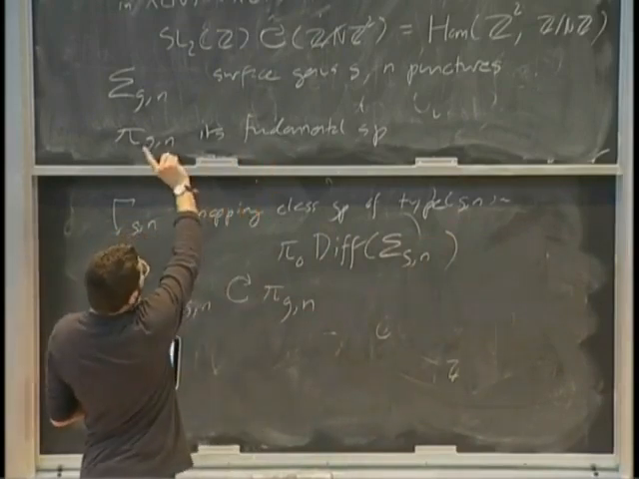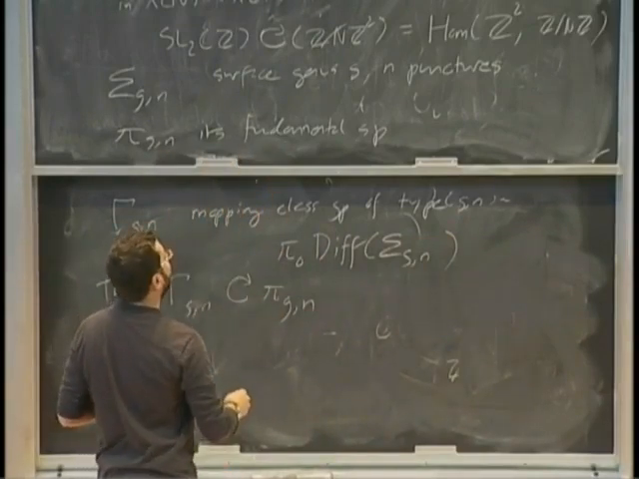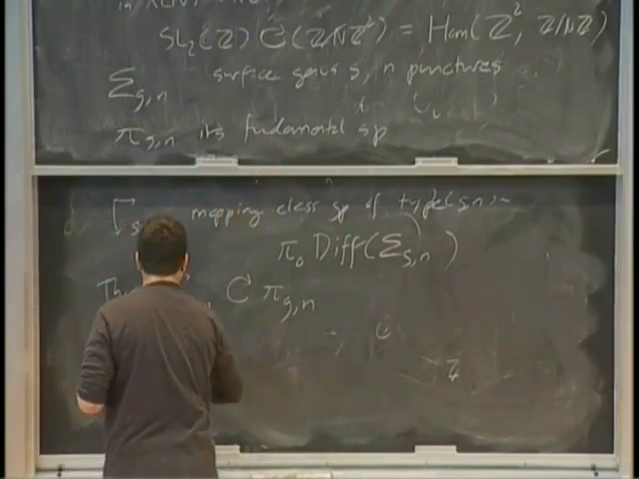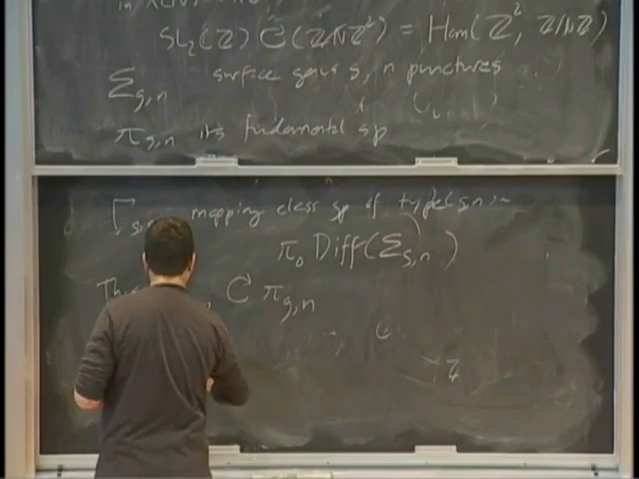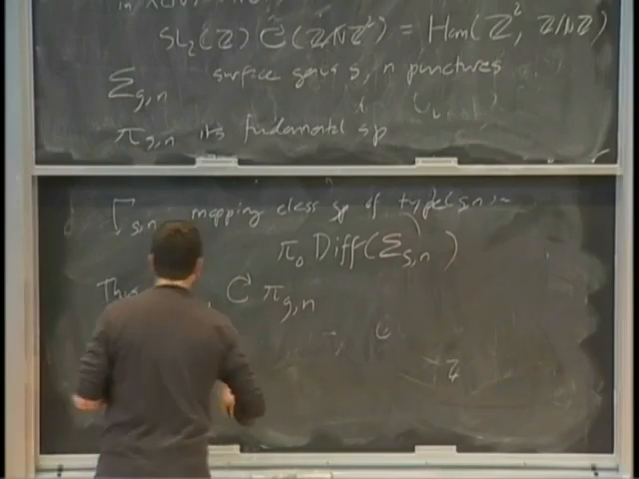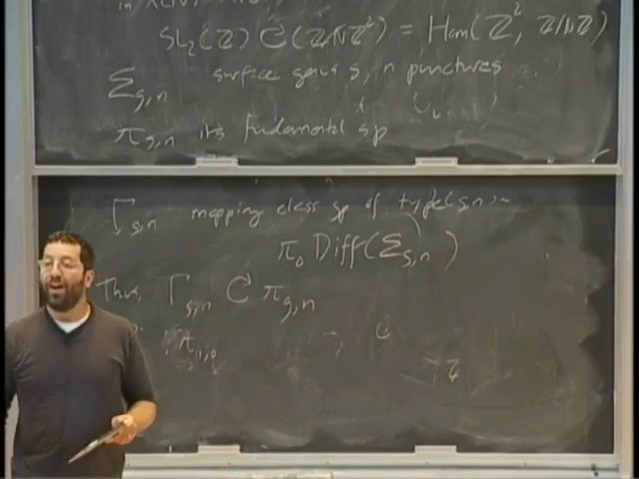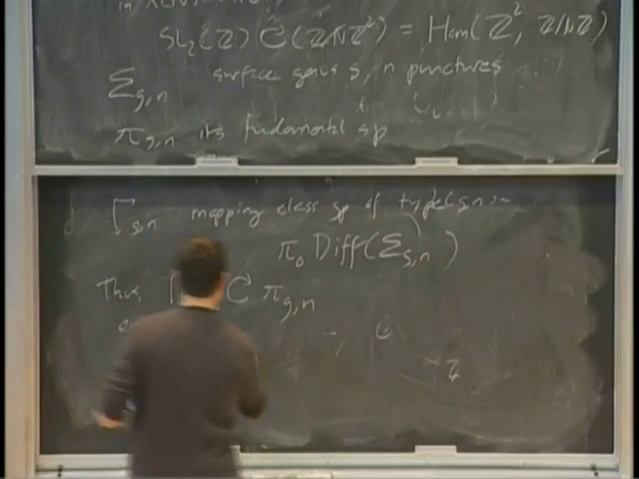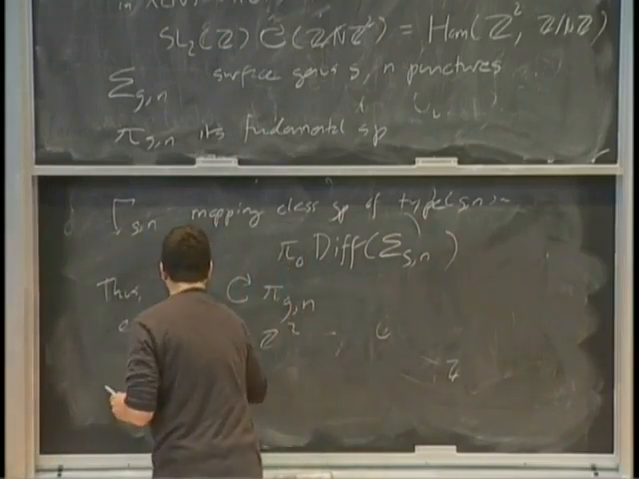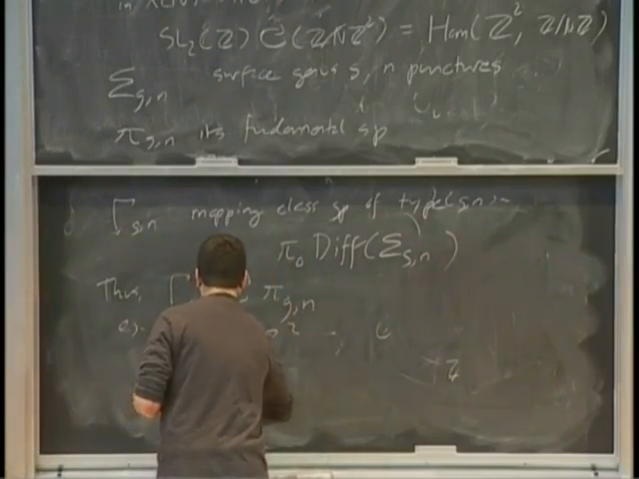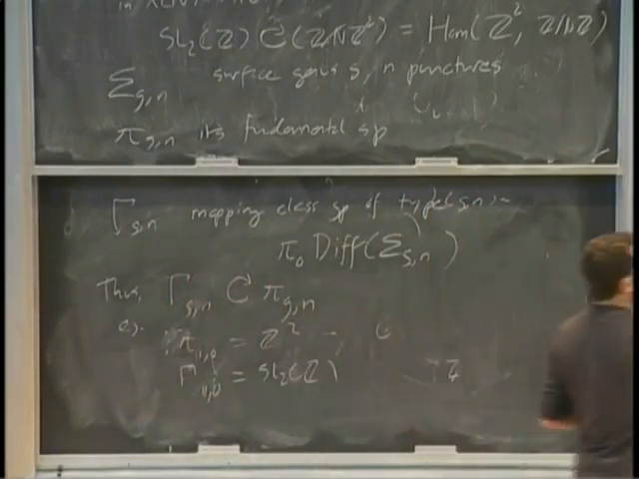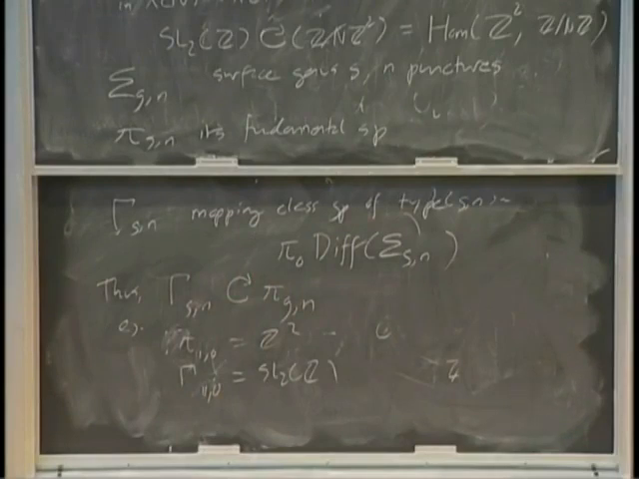We can take this whole picture. An example of that is given by, well, what's pi of 1,0? That's the fundamental group of a genus 1 surface with no punctures. And we know what that is. That's Z squared. And you may not be so surprised to learn that gamma of 1,0 is SL2Z.